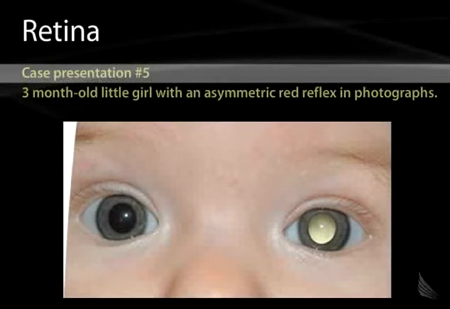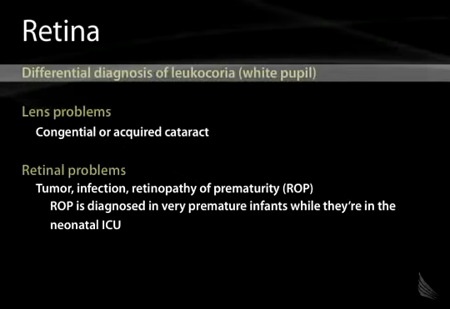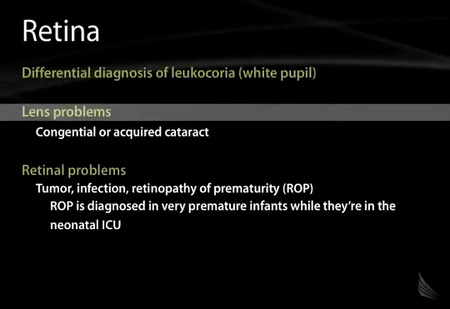Case presentation number 5. A 3-month-old little girl with an asymmetric red reflex on her photographs presents to your clinic. Looking at this picture, you can tell there's a marked difference between the right and the left eye. The left eye doesn't have the normal red reflex, it has a white reflex. That's often called leukocoria.